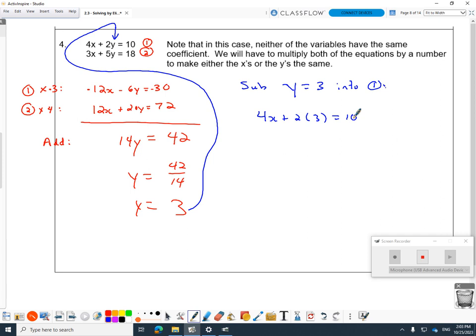2 times 3? When plus 6 moves over, and it becomes negative, or subtract 6. 4. And then 4 divided by 4. I hope you don't need a calculator for that one.